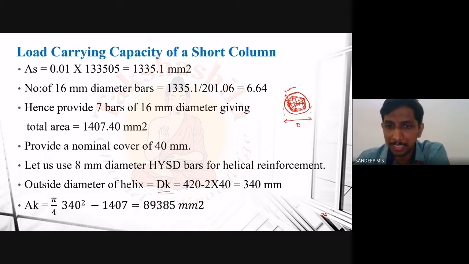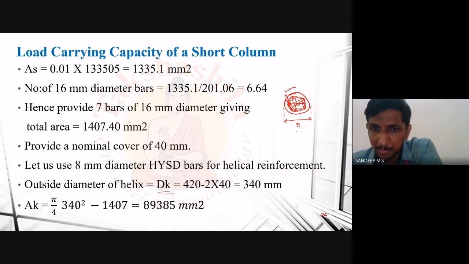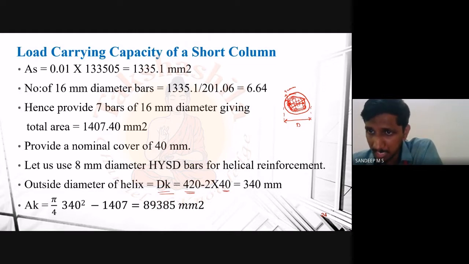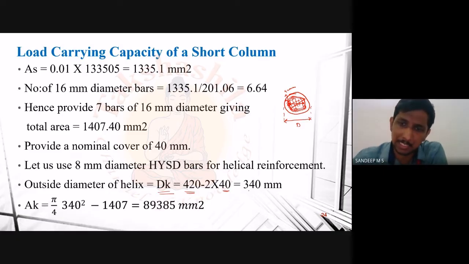Okay, how can you calculate that? You know that the total diameter provided here is 420, and on both sides we have a clear cover of 40. So basically 420 minus 2 times 40 will give you the outer diameter of my helix. In this case it is coming as 340 millimeters. I am assuming that it is clear to you.